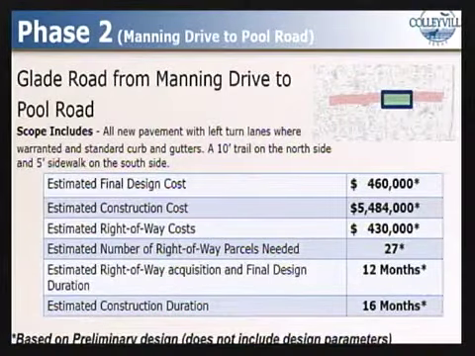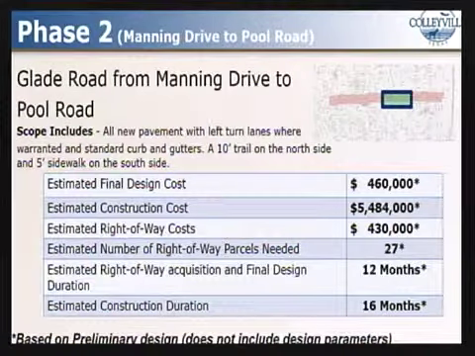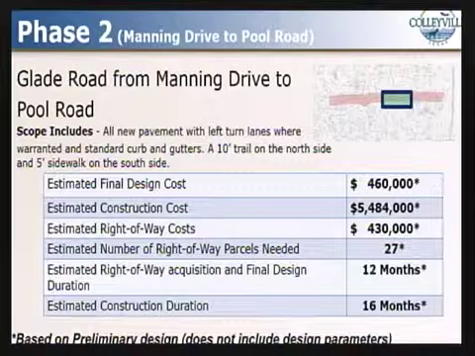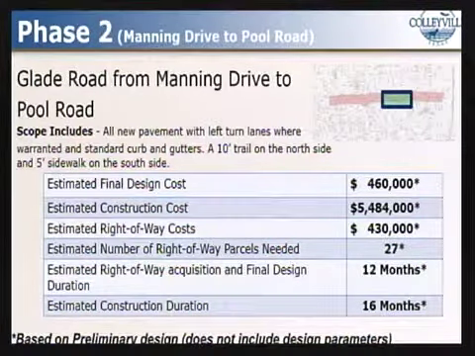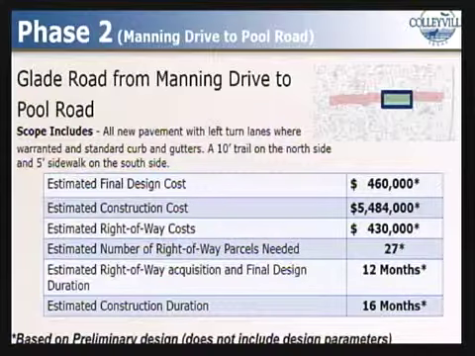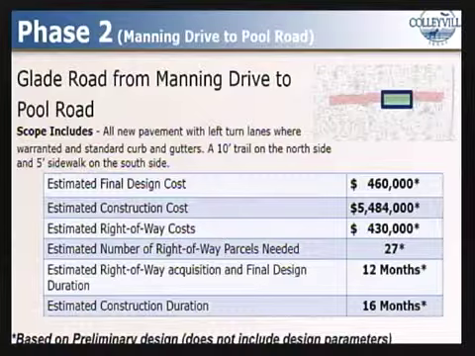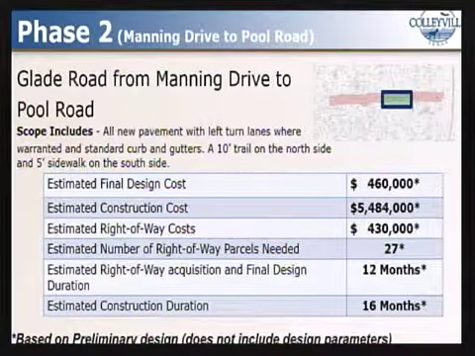The preliminary design for this section of the corridor includes all new pavement with left turn lanes where warranted and standard curbs and gutters. A 10-foot trail on the north side and a 5-foot sidewalk on the south side. This section of the corridor is estimated to cost almost $6.4 million in order to complete construction. This does include design and right-of-way estimates. This section is also expected to take 16 months to construct. These cost estimates and timelines are based on the preliminary or conceptual design and do not account for any design parameters that may be established for this section of the corridor.